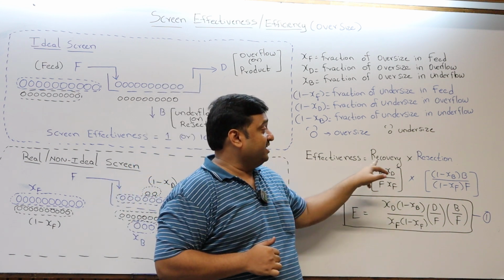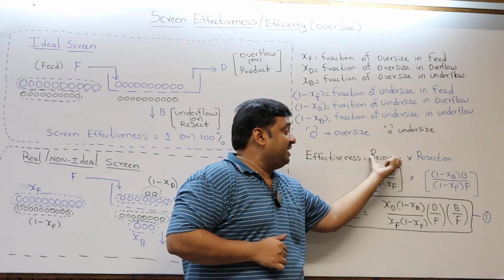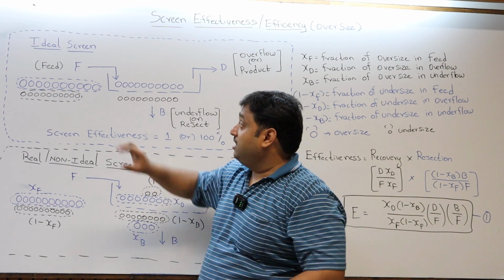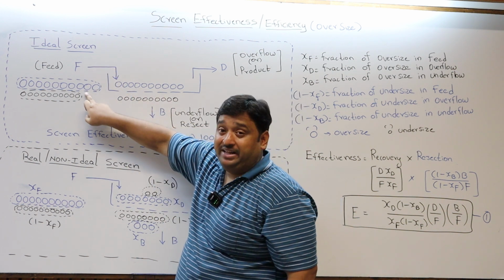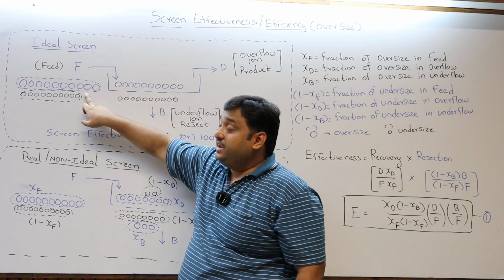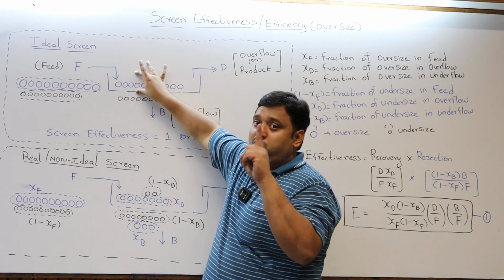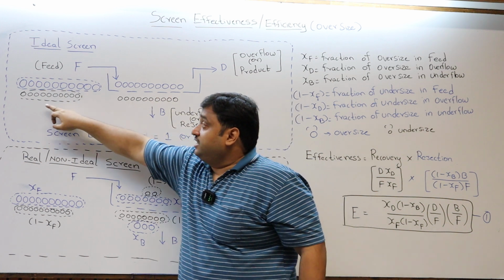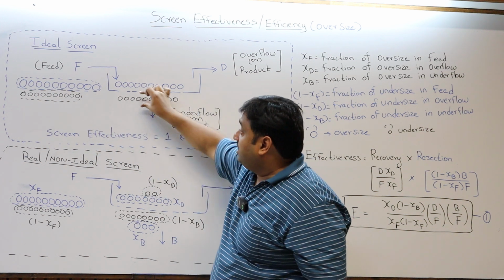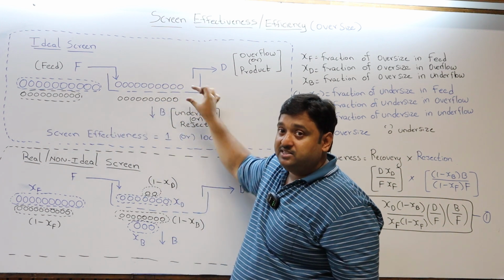Effectiveness is recovery into rejection. What is recovery? Recovery is very simple. We are putting this many particles of oversize here, right? If all particles come to the top, then recovery is 1. These are the smaller size particles. If all the smaller size particles come to the bottom, then rejection is 1.